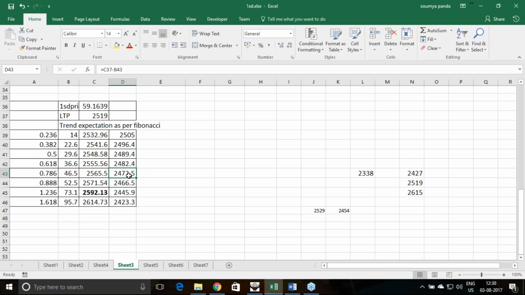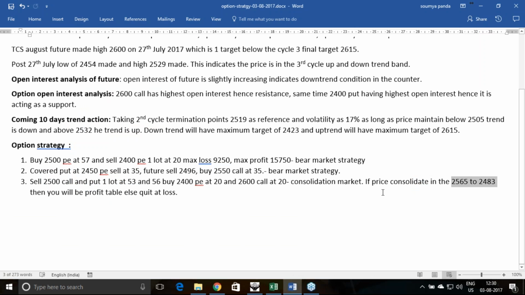If it manages to close below 2473, then downtrends will be dominating. If it manages to close above 2565, the uptrend will be continuing. So look at these two levels of 2565 or 2472. If either of these levels gives a breakout, then you come out of this particular range bound strategy.